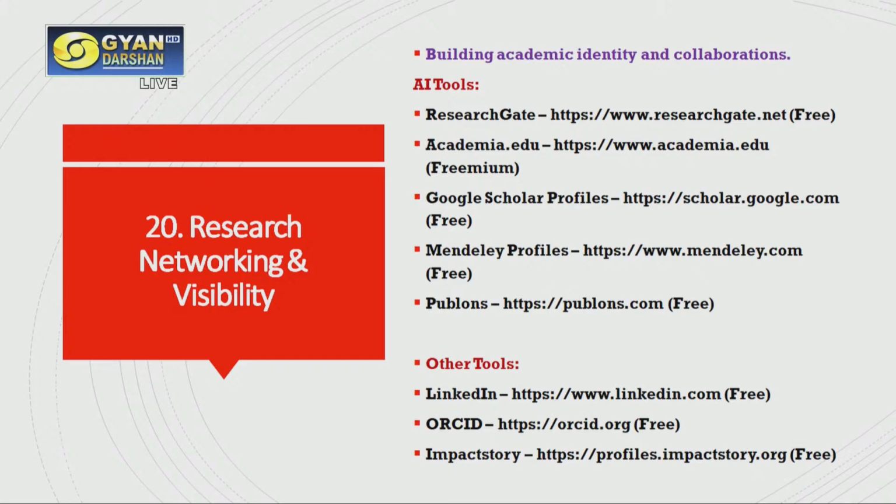Again, coming to the last point, research networking and visibility, to improve networking and collaborate with researchers situated in different countries, different places. So your visibility, how you have to make it public. Something like ResearchGate, Academia.edu, Google Scholar, Mendeley, Publons, LinkedIn, ORCID, these kinds of tools and websites can also be tried. So friends, with this I would wind up this session.